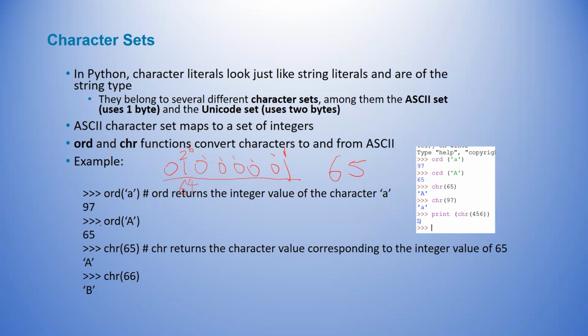So that's why we can use this ordinal value. Ord is a function, and you put the character there, it will give you the value. For lowercase a, the value is 97. For uppercase A, the value is 65. So ord, we call this a function, and you give it a character, it will give you a value. Let's look at this.